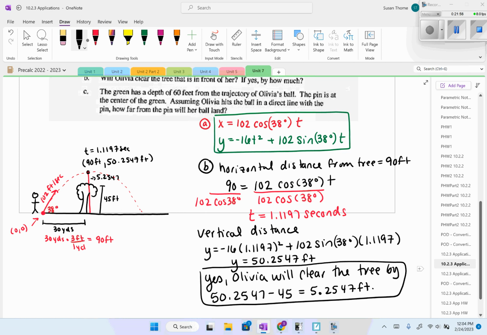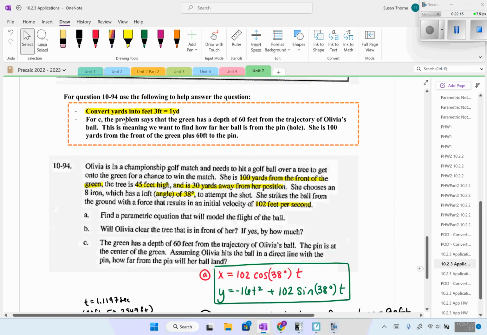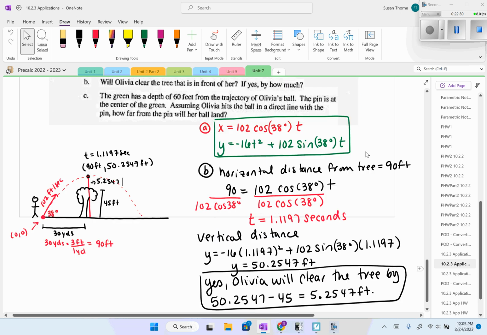So then the next part of the question says, the green has a depth of 60 feet from the trajectory of Olivia's ball. The pin is at the center of the green. Assuming Olivia hits the ball in the direct line with the pin, how far will her ball land? And there was a note up here that says, for C, the problem says the green has a depth of 60 feet from the trajectory of Olivia's ball. This is meaning that we want to find how far her ball is from the pin, which is the hole. She's 100 yards from the front of the green plus 60 feet to the pin.